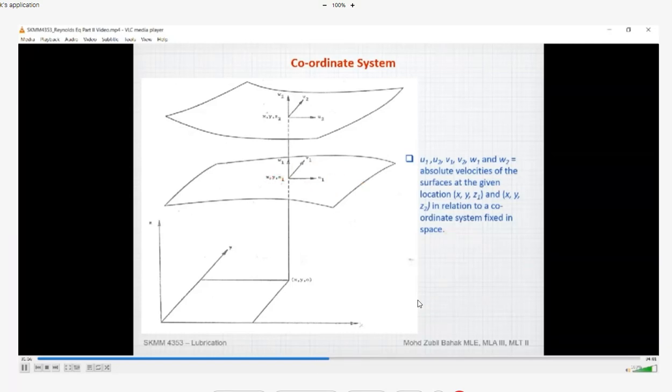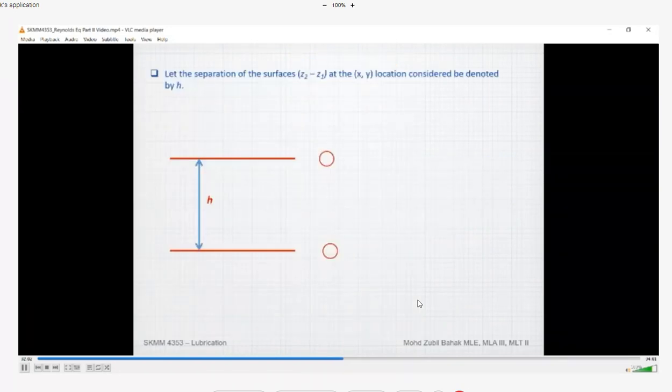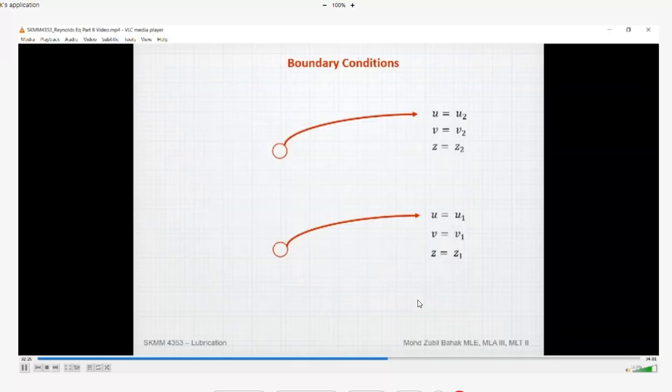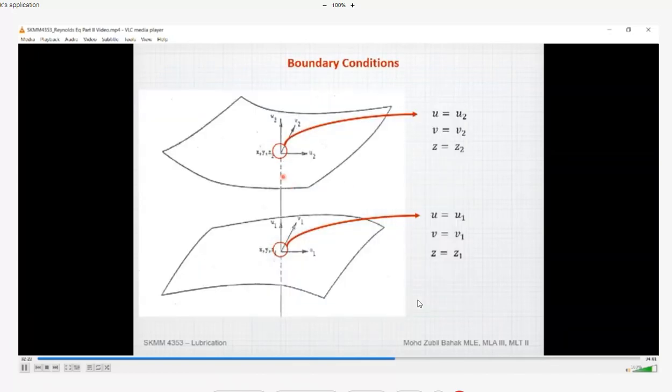And from there we can have the boundary condition. For this case, for example, let the separation of surfaces z2 and z1 at the xy location be denoted by h. So the separation distance between z1 and z2 we call h, and then from there, at the point x, y, and z1 at the bottom here, we have u equal to u1 and v equal to v1 at z1, and also the same for point 2.